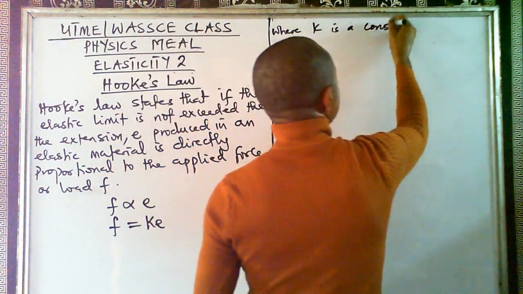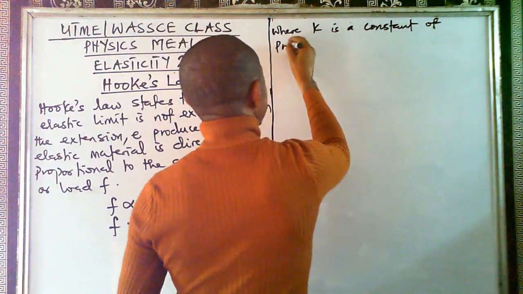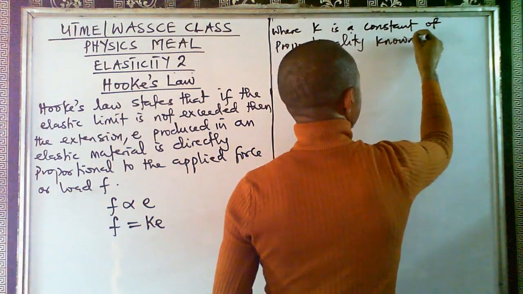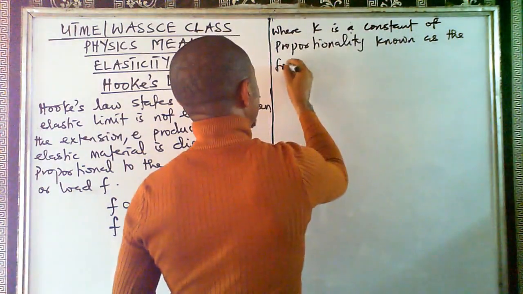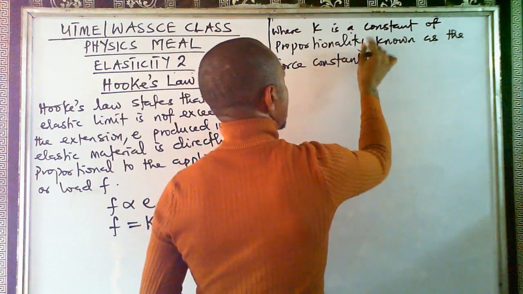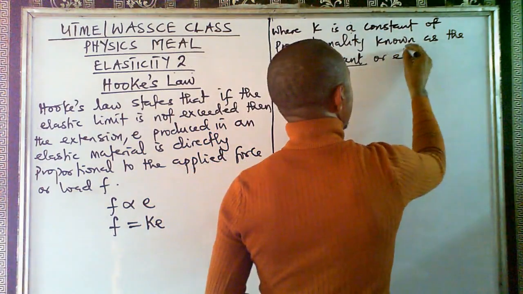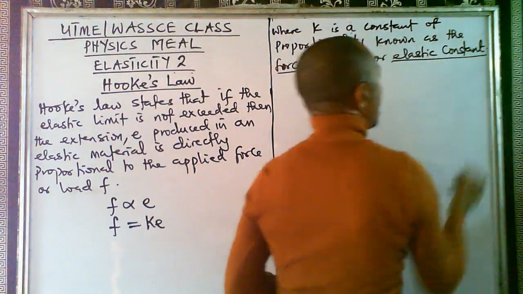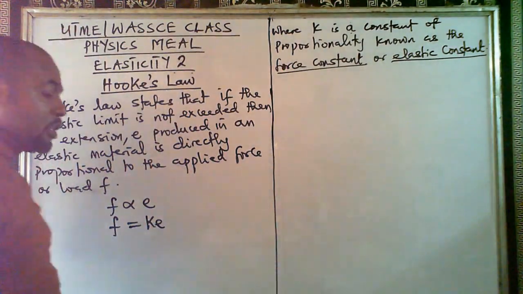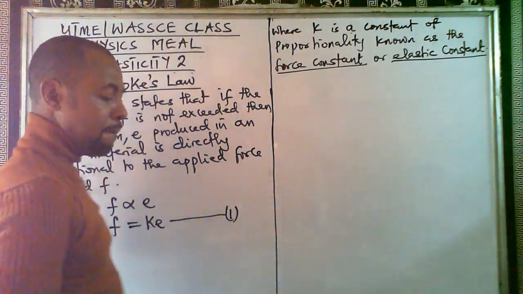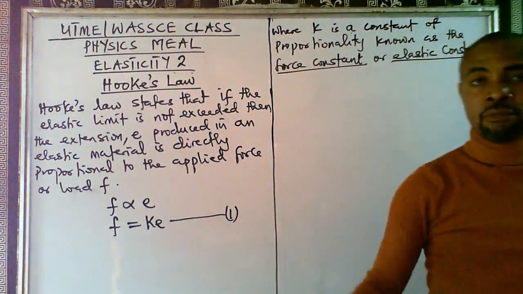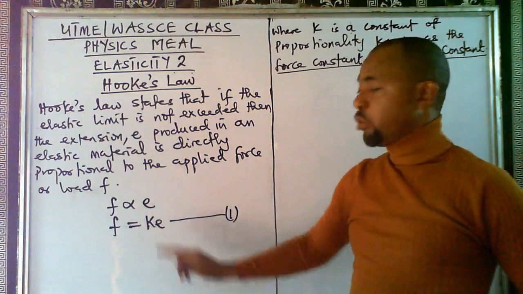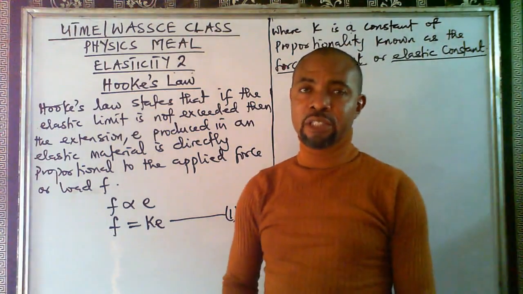is a constant of proportionality, or proportionality constant, known as the force constant or elastic constant. So K is the force constant or the elastic constant. Let me call this equation 1, because we'll be generating a series of equations from Hooke's law. So F is equal to K E. We have said that K is the force constant or elastic constant. We are coming to that.